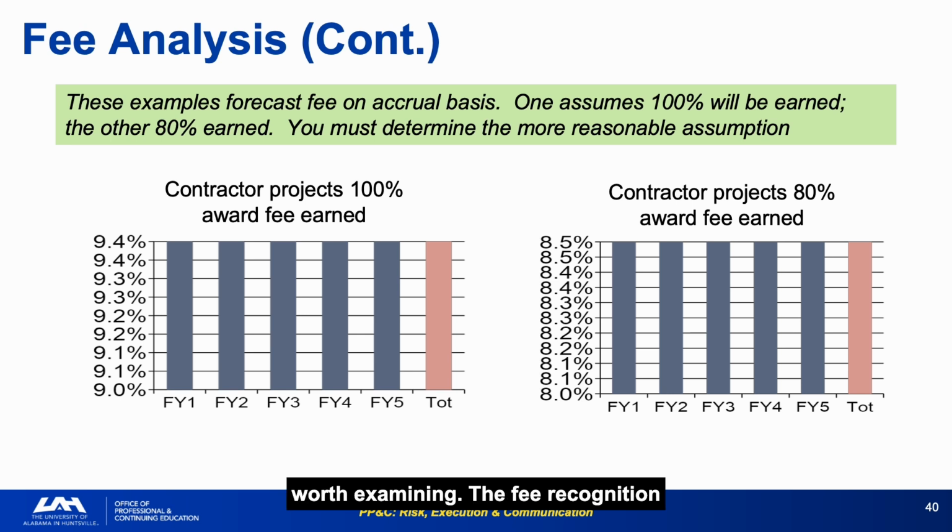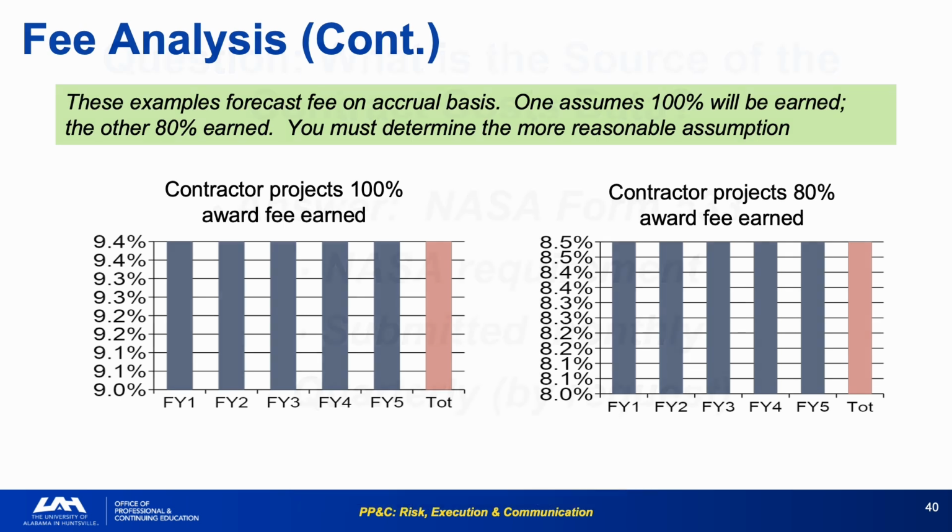Both are worth examining. The fee recognition method combined with performance assumption creates significant EAC variability. An analyst who does not understand both factors cannot interpret the fee line correctly. Determine which assumption is more reasonable based on the contractor's historical award fee performance on this and prior contracts. A pattern of 95+% fee realization on poor performing programs is a data quality concern.